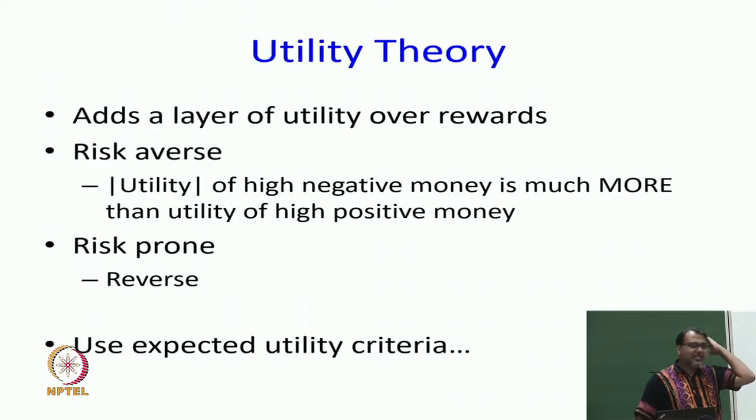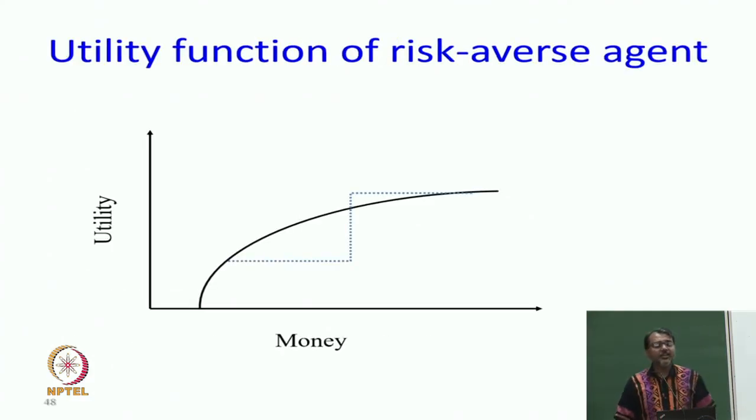So, therefore, instead of doing expected value, people use expected utility as the criteria. So, utility is used to normalize all this, and then you can take an expectation on top of it. This would be the utility function for a risk averse agent, which basically says that as money goes negative, the utility becomes very highly negative. It is going down very fast.